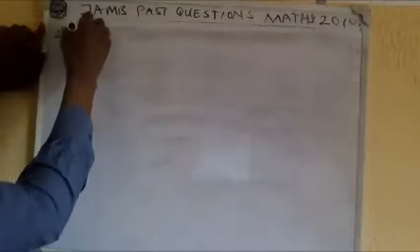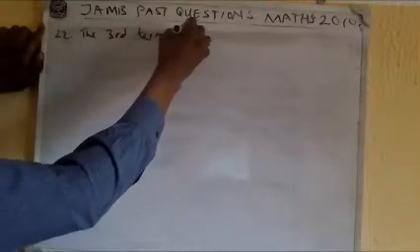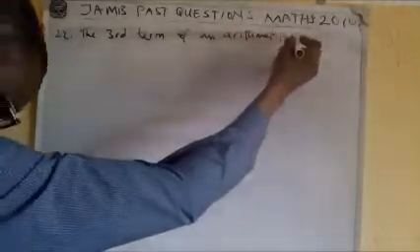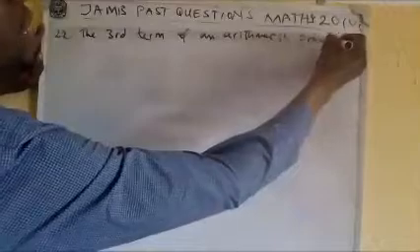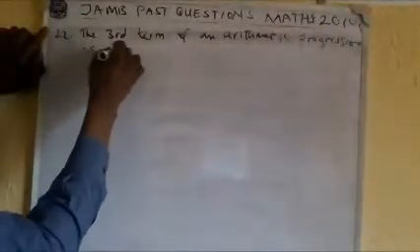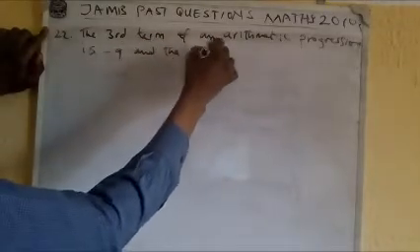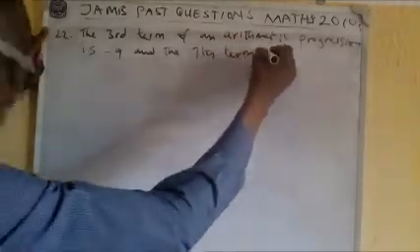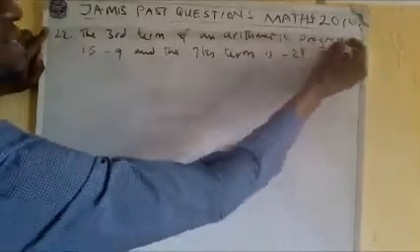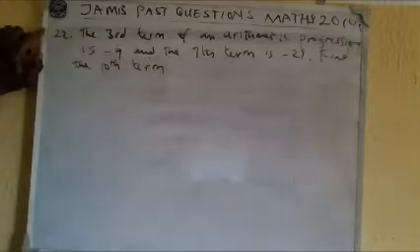It says the third term of an arithmetic progression. See this one now, it has been defined. Arithmetic progression is minus 9. And the seventh term is minus 29. Find the 10th term.